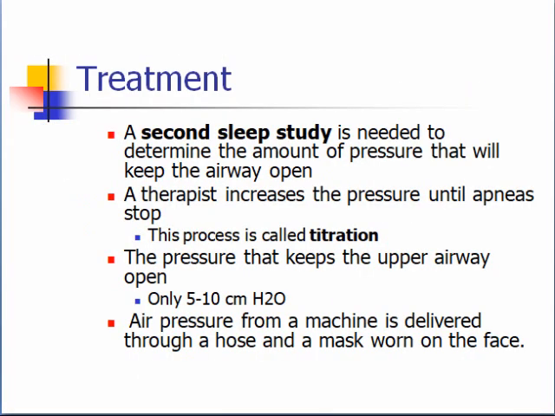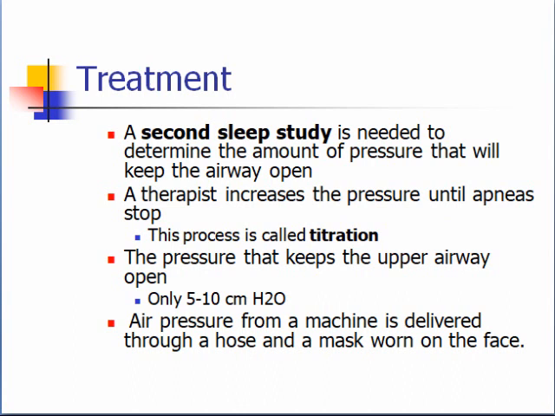The first sleep study identifies the fact that you have obstructive sleep apnea. But a second sleep study is needed to determine the amount of pressure, CPAP pressure, that will be needed to keep your airway open. So they bring in a CPAP machine with tubing, with the mask that you're going to be using. They put it on you, and then throughout the night, the therapists adjust the pressure until this sleep apnea stops. This is called titrating, and they titrate the pressure to what you need.